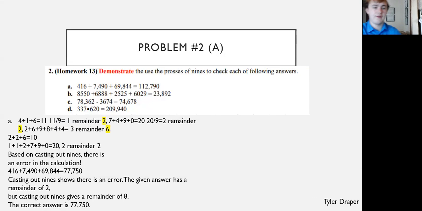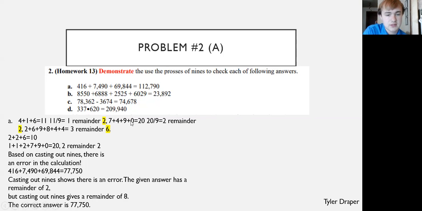Problem 2, we're going to do the process of casting out 9s. So each time we're going to add up all the digits of each number and divide it by 9 to determine a remainder. For example, 416 plus 7,490 plus 69,844 equals 112,790. So we see here 4 plus 1 plus 6 equals 11. 11 divided by 9, we get 1 remainder 2.